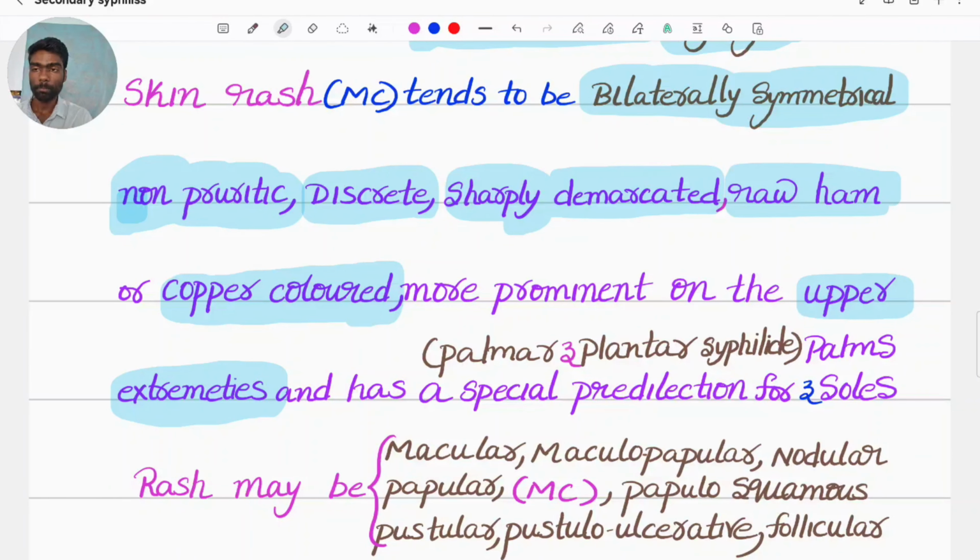Chest, upper extremities, which follows the lines of cleavage. Less prominent on abdomen and lower limbs. Has a special predilection for palms and soles. Whatever the type of lesions, if it is present on palms, it is called palmar syphilide. On soles, plantar syphilide.